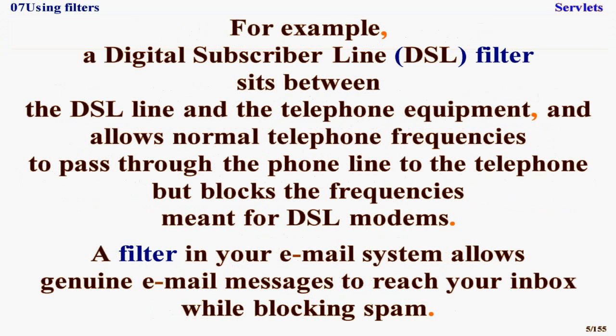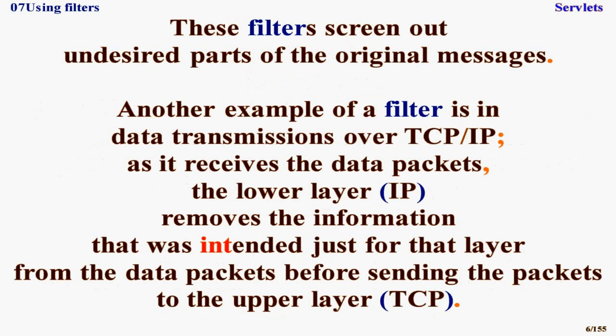For example, a digital subscriber line DSL filter sits between the DSL line and the telephone equipment, and allows normal telephone frequencies to pass through the phone line to the telephone but blocks the frequencies meant for DSL modems. A filter in your email system allows genuine email messages to reach your inbox while blocking spam. These filters screen out undesired parts of the original messages. Another example of a filter is in data transmissions over TCP/IP. As it receives the data packets, the lower layer IP removes the information that was intended just for that layer from the data packets before sending the packets to the upper layer TCP.